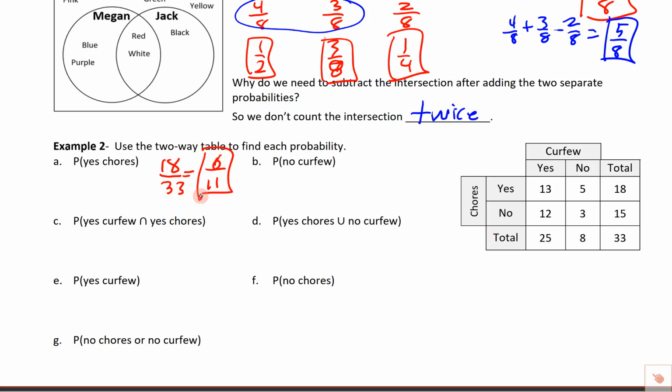There's our answer. Next one, probability of no curfew. We're talking about all 33 people all together. No curfew. You got it?